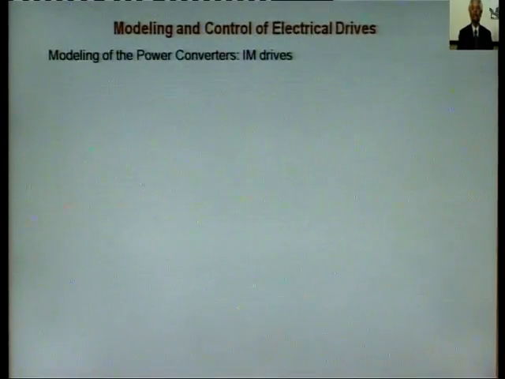Modeling and control of electric drives. Let us see what is modeling of the power converters. Induction motor drives.